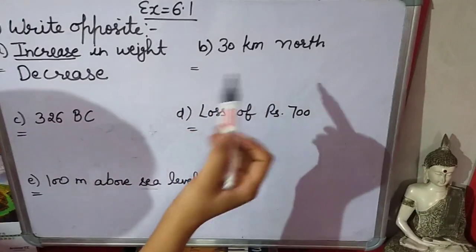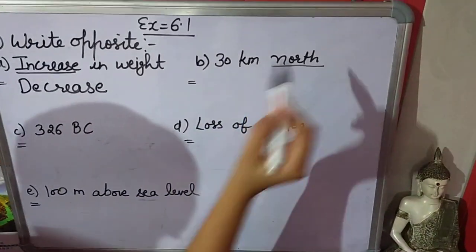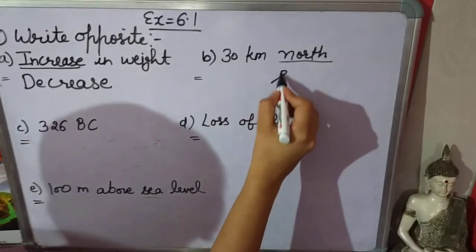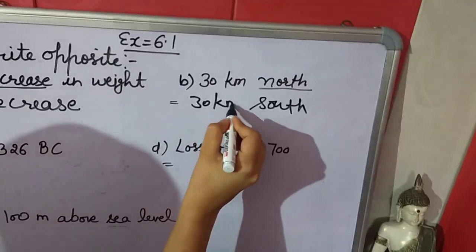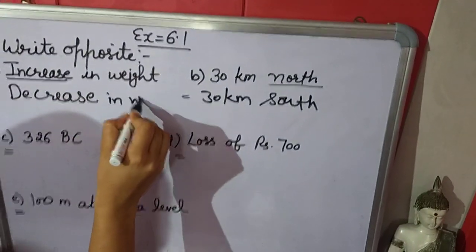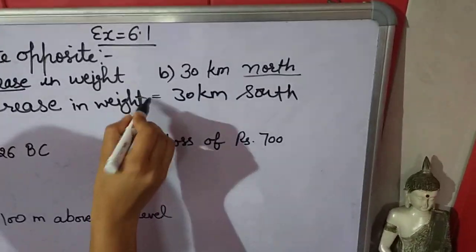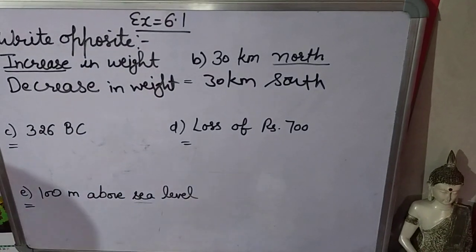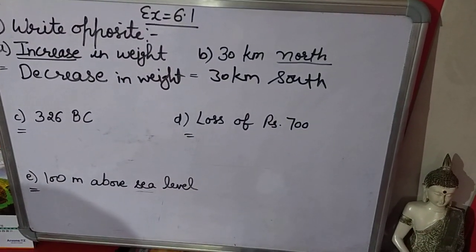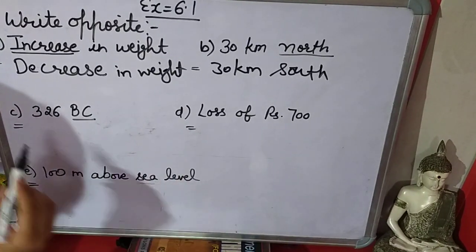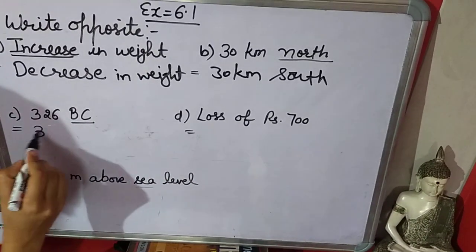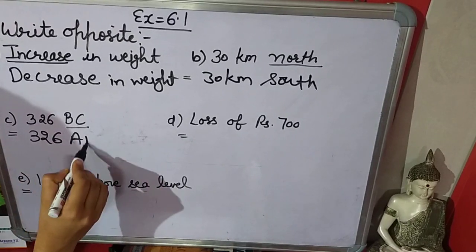Next is 30 kilometer north. You have to write the opposite of north. What is the opposite of north? That is south. Write this also, 30 kilometer south. Next is 326 BC. So what is the opposite of BC? That is AD. So you will write 326 AD.